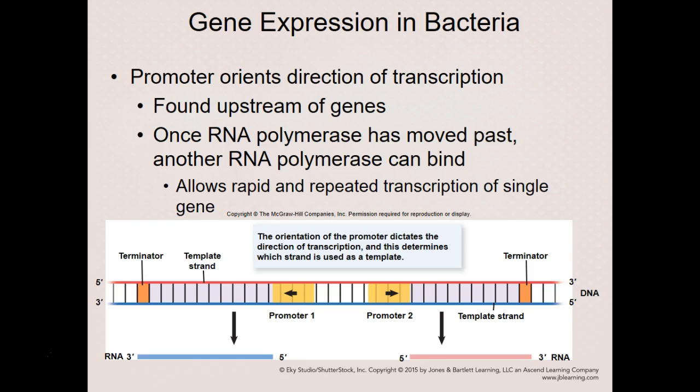So the promoter region on our chromosomes will orient the direction of transcription. It tells the messenger RNA which way it's going to run. So RNA polymerase can bind and produce a single copy of some gene, and another RNA polymerase can bind and produce another copy of a different gene running in the opposite direction at the same exact time.